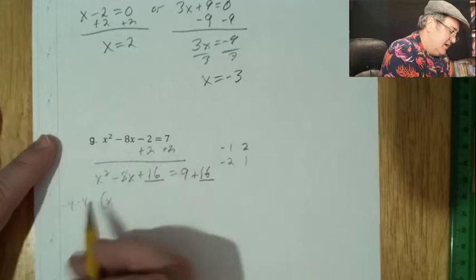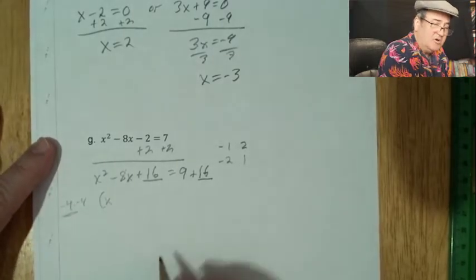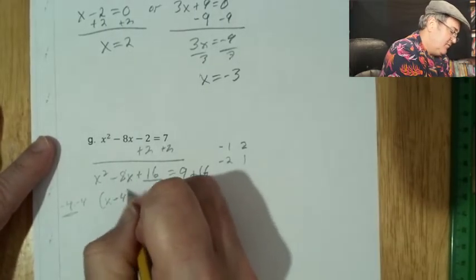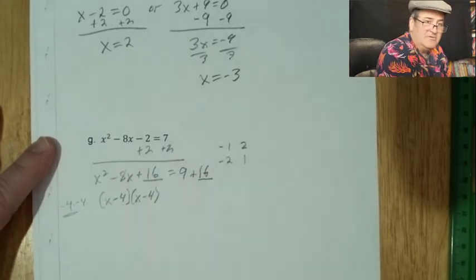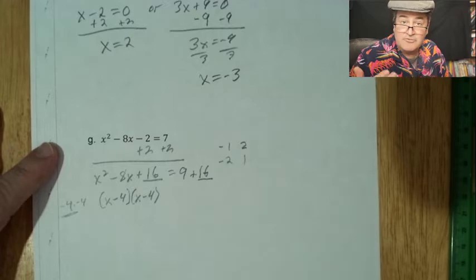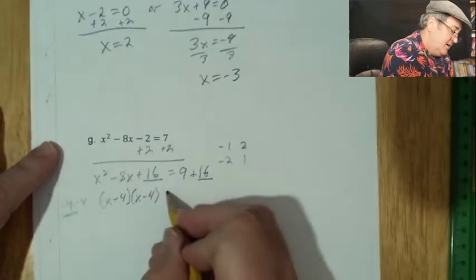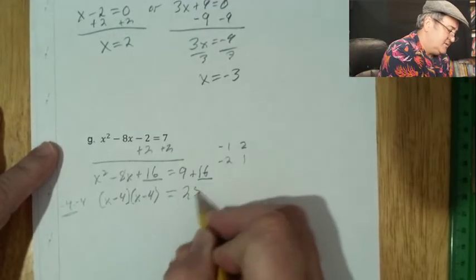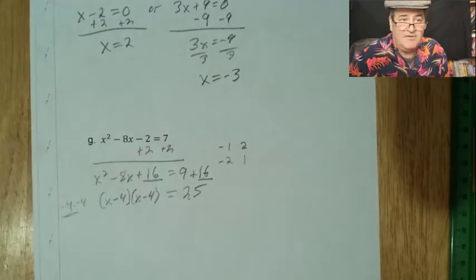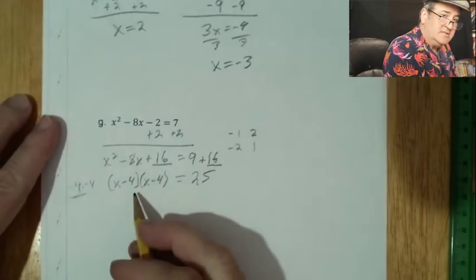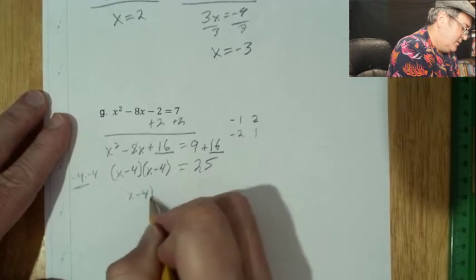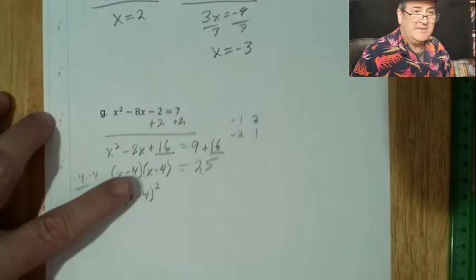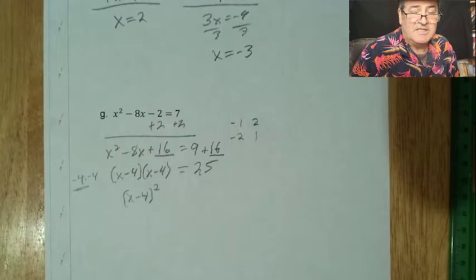Wonderful. So let's break this down into its factors now. We said -4 is what works. X minus 4, x minus 4. That is the factored version of the perfect square trinomial that we just created. And the other side is 9 plus 16. That's 25. Okay, let's rewrite this. This is the same as x minus 4 squared, because x minus 4 times x minus 4 is x minus 4 squared.